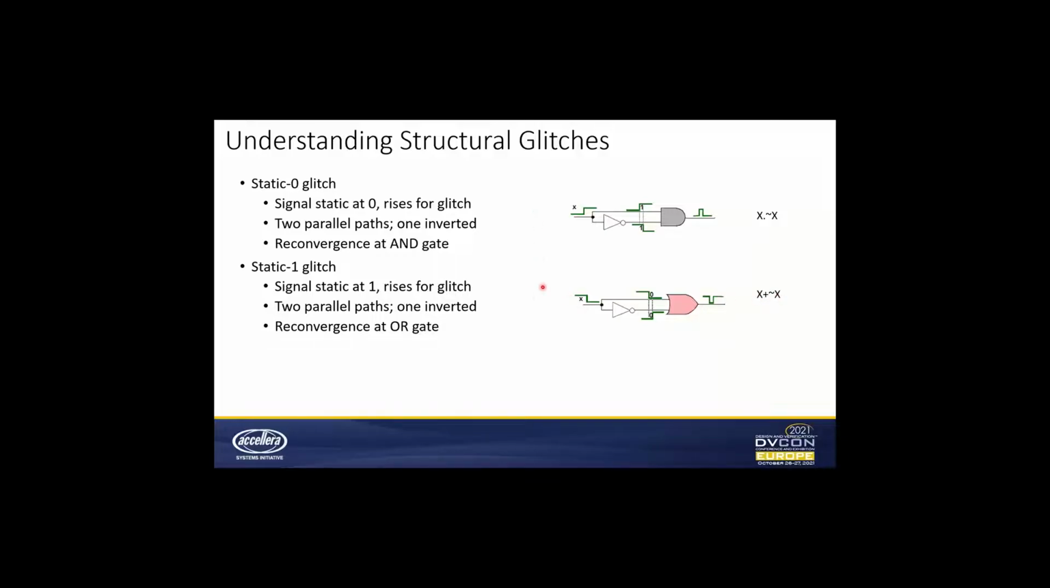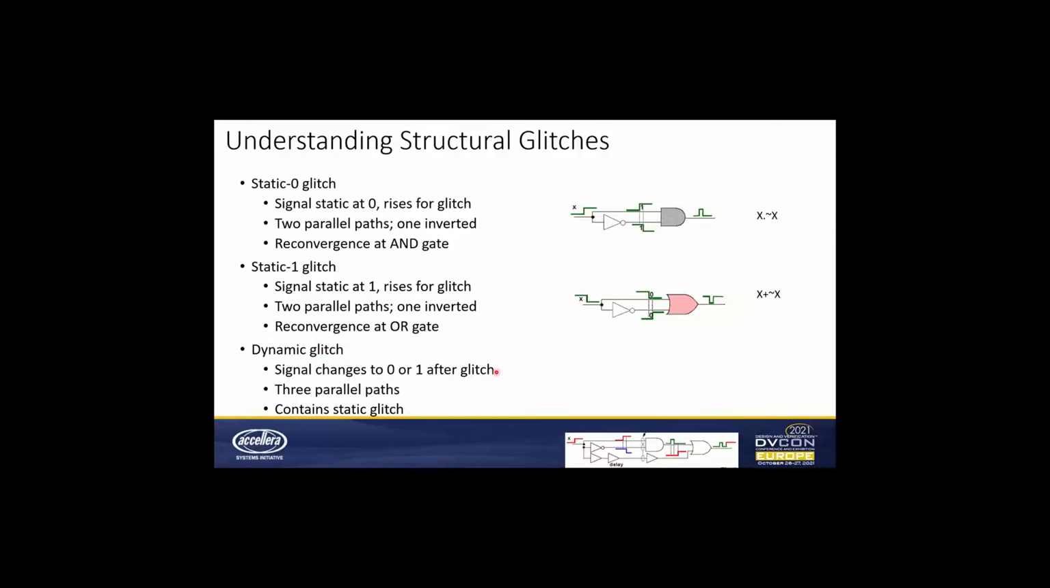These are the two static glitches, and the third is the dynamic glitch. The dynamic glitch is the advanced form of the static glitch, where the data changes more than once. Here the data should have gone from 0 to 1, but it changes from 0 to 1, then again goes from 1 to 0, and finally to the 1 value. So it's a combination of two static glitches. Here you see one static zero glitch, and then the signal combines again to form a dynamic glitch. So we can narrow down the combinational logic for a dynamic glitch as this one or this one.